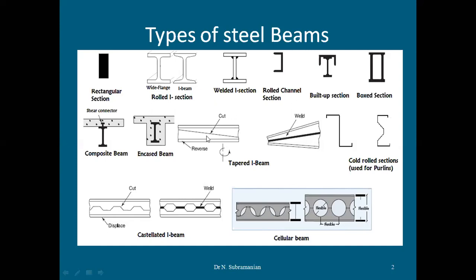So where the sections will be varying within their length. Like this, this is a prismatic kind of section where you can see the cut in between the web, and this is the tapered I-beam, which can also be used. You can see these kinds of tapered I-beams in PEB structures. PEB stands for pre-engineered building structures.